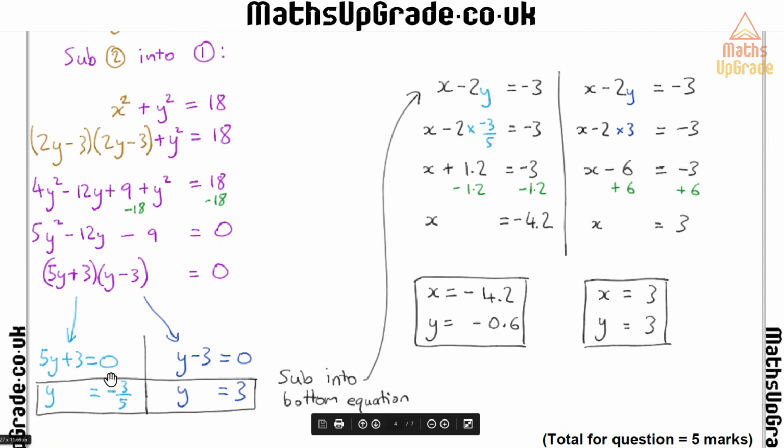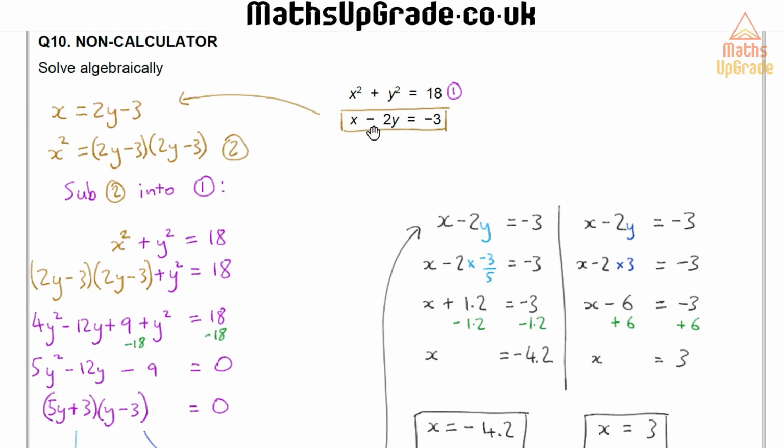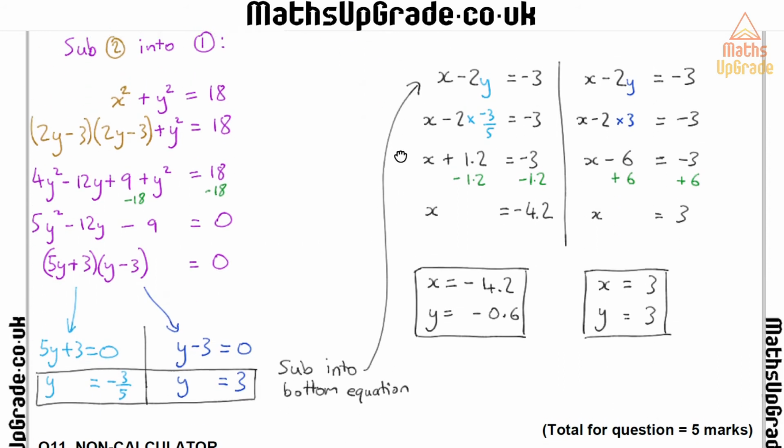I now need to substitute each value into one of these two equations. The bottom one's the easier one, so I'm substituting both into the bottom equation one by one to find the resultant value of x. So x minus 2y equals negative 3. So x minus 2 times negative 3/5 equals negative 3. Work that out, that is 1.2. And then subtract 1.2 from both sides. x equals negative 4.2. So for y equals negative 3/5, that means y equals negative 0.6.